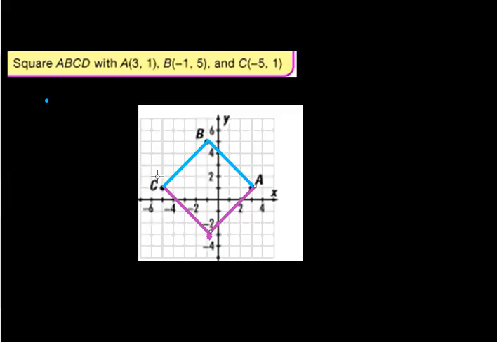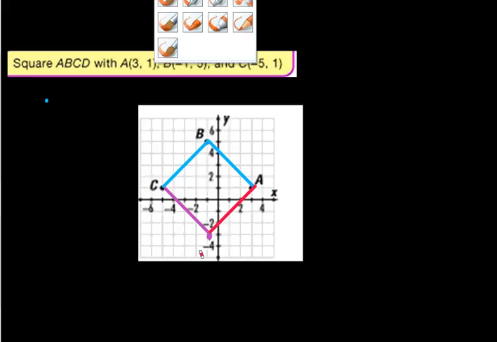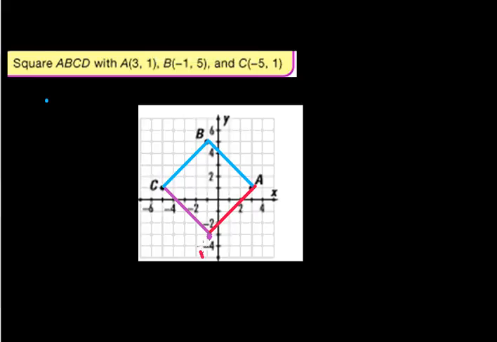Well, let's check the slope of segment CB and segment DA. I'm going to call this last point D. The slope of segment CB goes up: it rises 1, 2, 3, 4, and runs over 1, 2, 3, 4. So the rise over the run, the slope for CB, is 1.